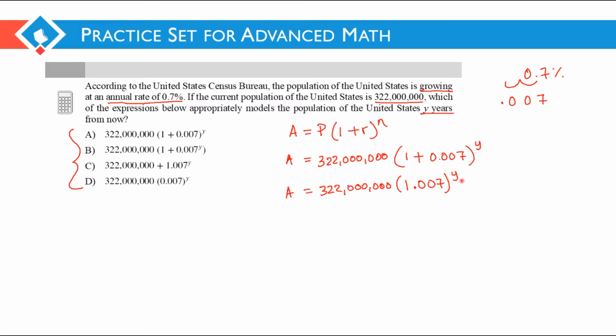And do any of our answers look like this? We see that we don't really have any answers that look like this over here. Letter C is tempting because you see 1.007 raised to the y, but that addition sign over here is incorrect because these are multiplied together. So in reality, this is the actual solution that they have. The correct answer in this case is A for apple.